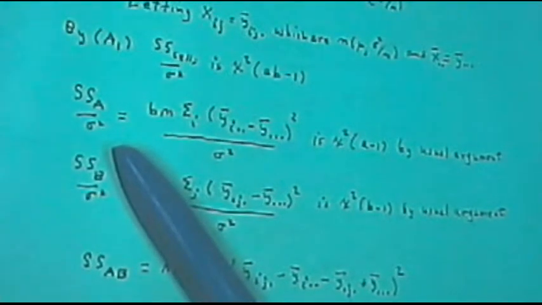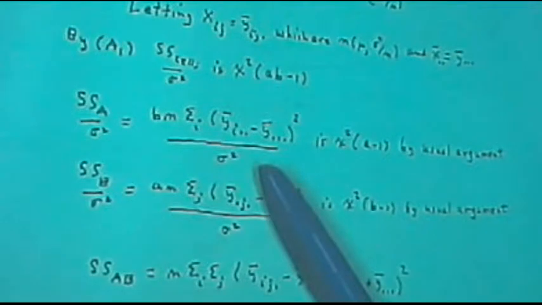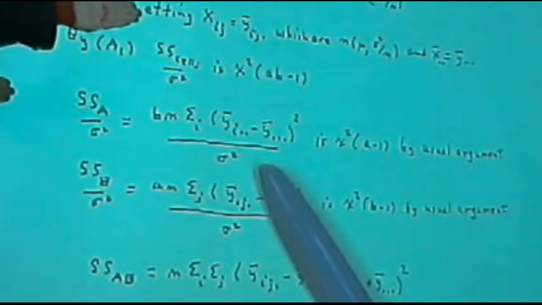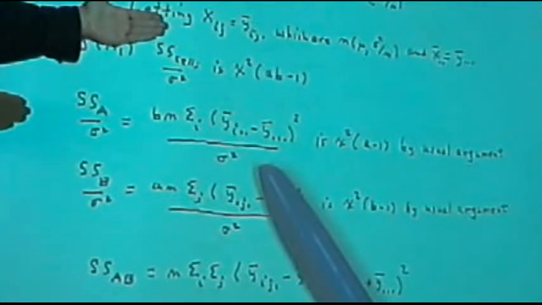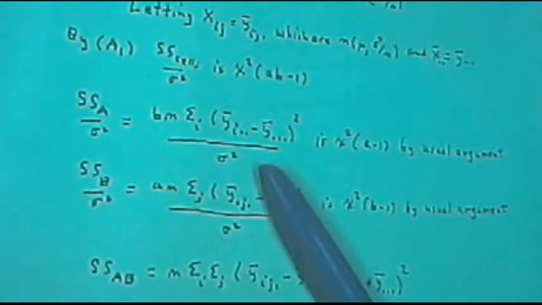Then, moving on, sum of squares A over sigma squared. Here's sum of squares A over sigma squared written out. What kind of distribution does this have? Well, it's going to have a chi-square distribution with A minus 1 degrees of freedom, and I said there, by the usual argument.